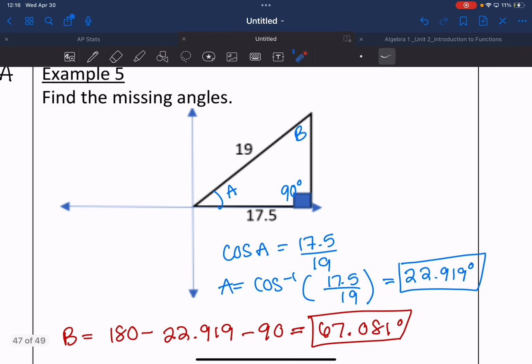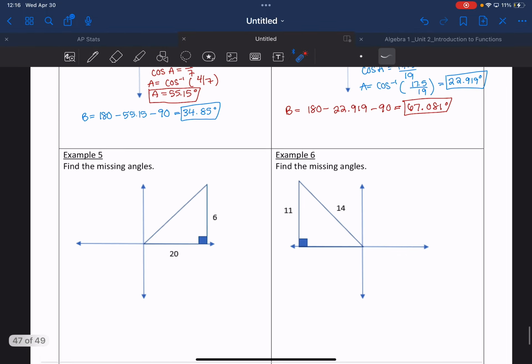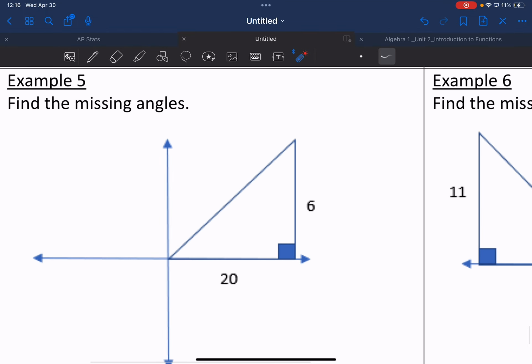Any questions on, oh, I just noticed there's 2 number 5s. Looking at the next one, notice that we no longer have a hypotenuse. Instead, we have 2 of the legs. So right away, since we do not have a hypotenuse, can we use sine and cosine as our ratios? No, so that means we have to use what as our ratio?